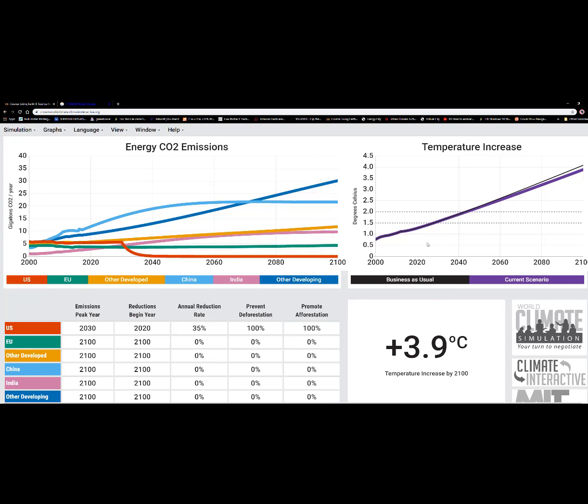Now, what you're going to see over here in the temperature increases is this black line. That's basically where we're going to end up if we do nothing at all. The purple line is our current scenario. Notice we made a little bit of a dent by the US beginning to get their reductions down 35%. That's a pretty sharp drop. If you're trying to present this as a case to your fellow students in the class, that might be a bit of a steep drop. But now maybe if I can do it for everybody, so we're going to be pretty ambitious.